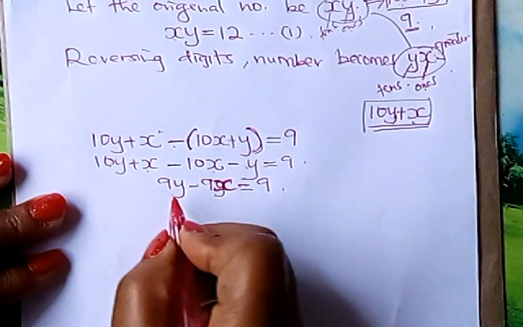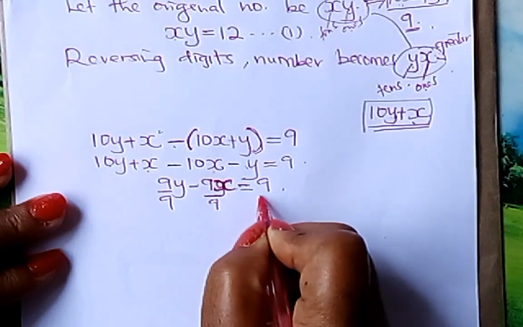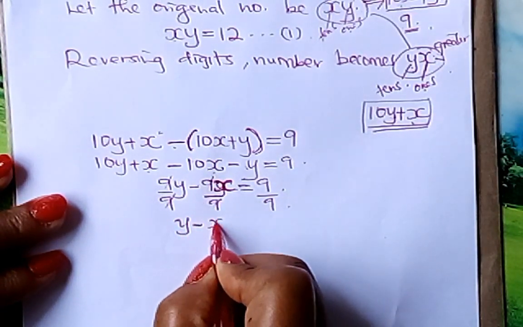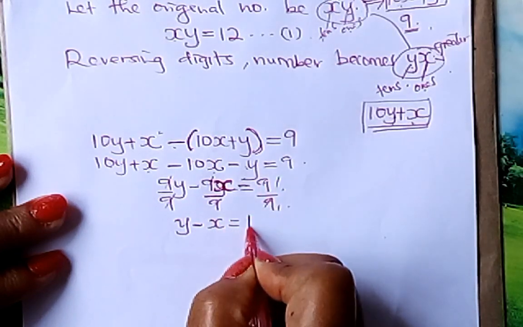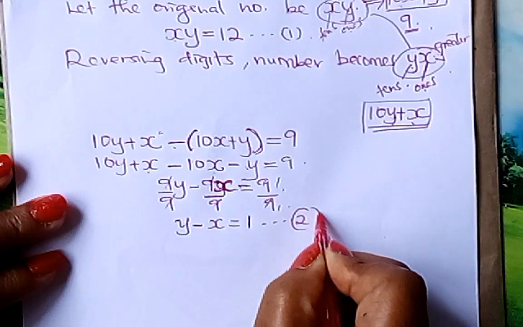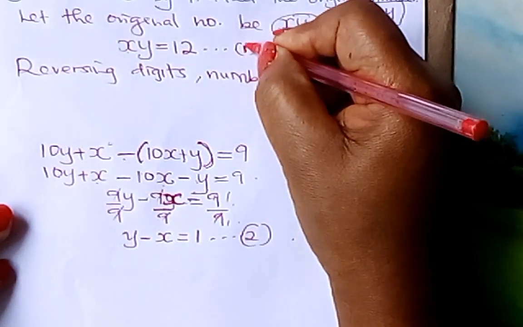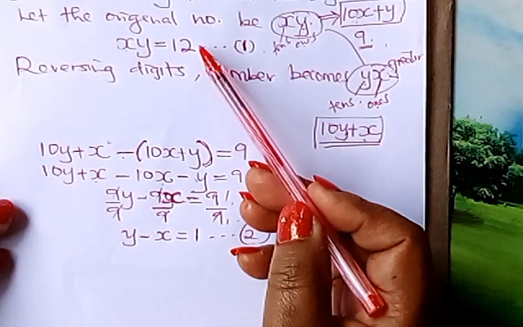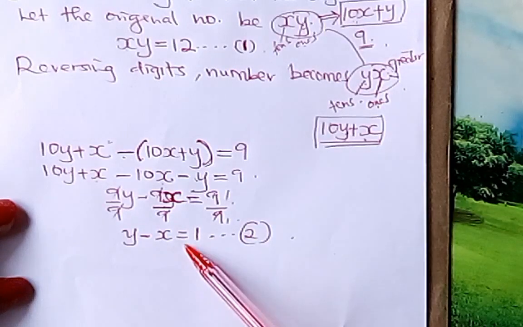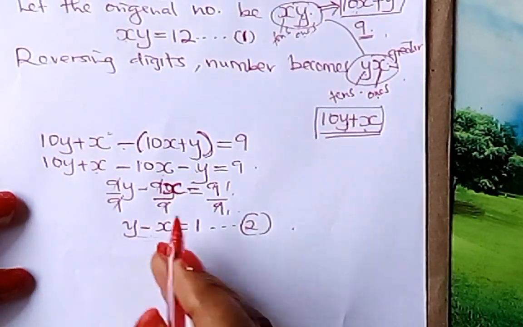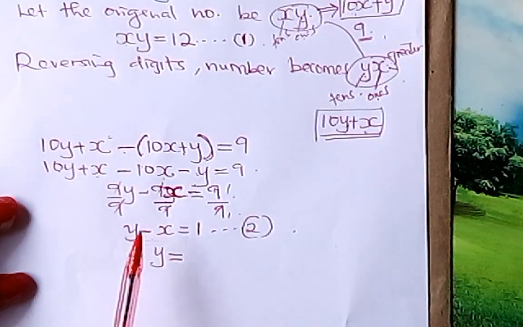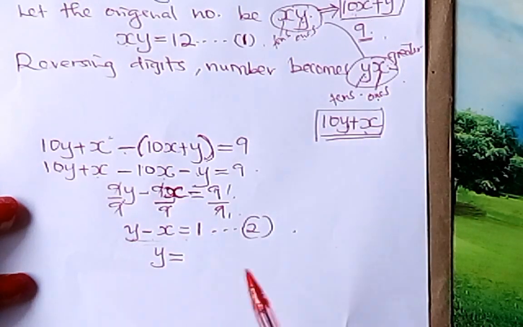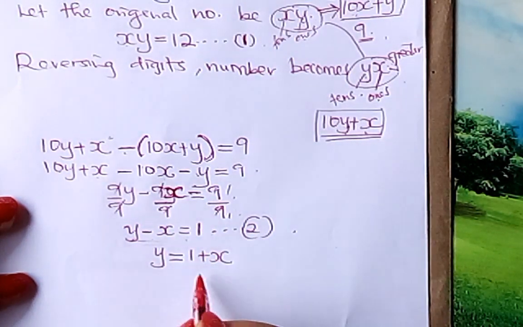We can simplify this equation by dividing by 9. So you'll be left with y minus x is equal to 1. Call this the second equation. Remember, our first equation was x times y is equal to 12. So we have two equations, and we solve them simultaneously. In the second one, make y the subject of the formula. Take x to the other side, so y is equal to 1 plus x.